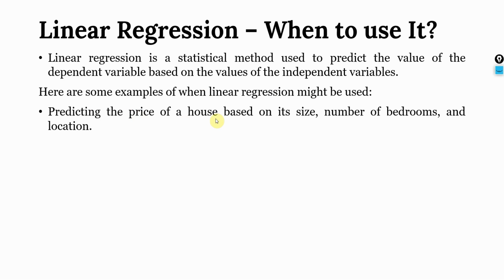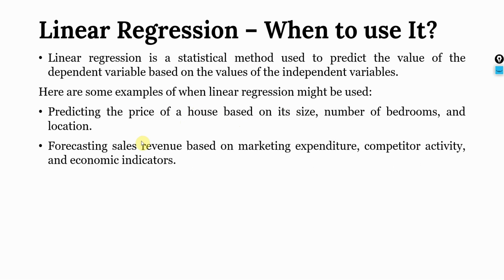Now we want to predict the price of a house based on its size, number of bedrooms and location. So we can predict the price of the house based on these three predictors. And to do so, we can use linear regression. We can predict sales revenue based on marketing expenditure, competitor activity, and economic indicators. Obviously, for this, we need previous data. For example, I want to predict the sales for 2023. So I need data for 2022, 2021, 2020, and previous maybe 10, 15, 20 years in order to predict my sales for this particular year.